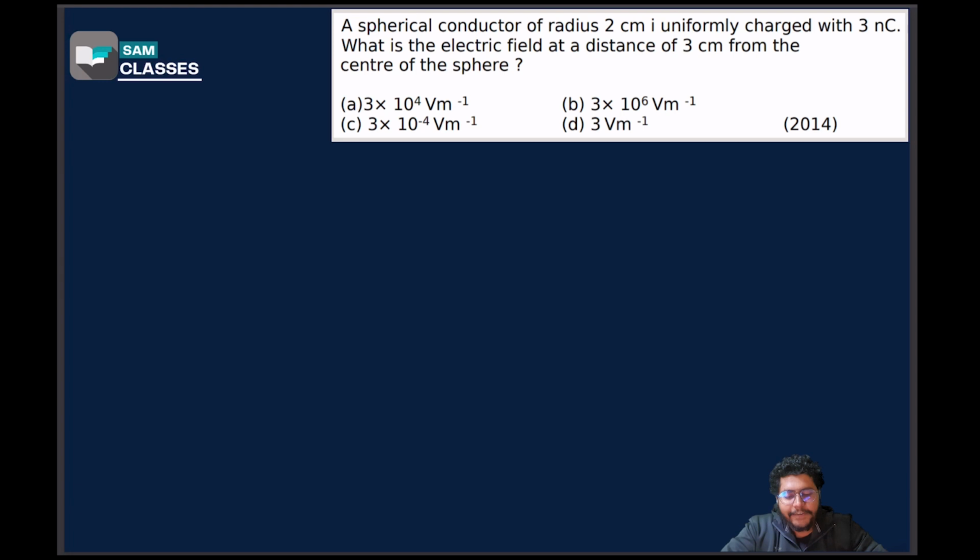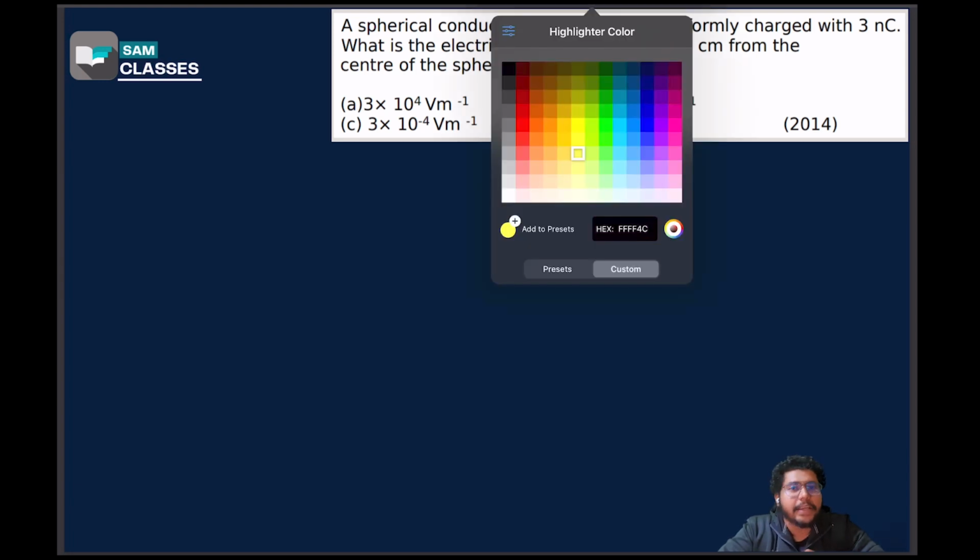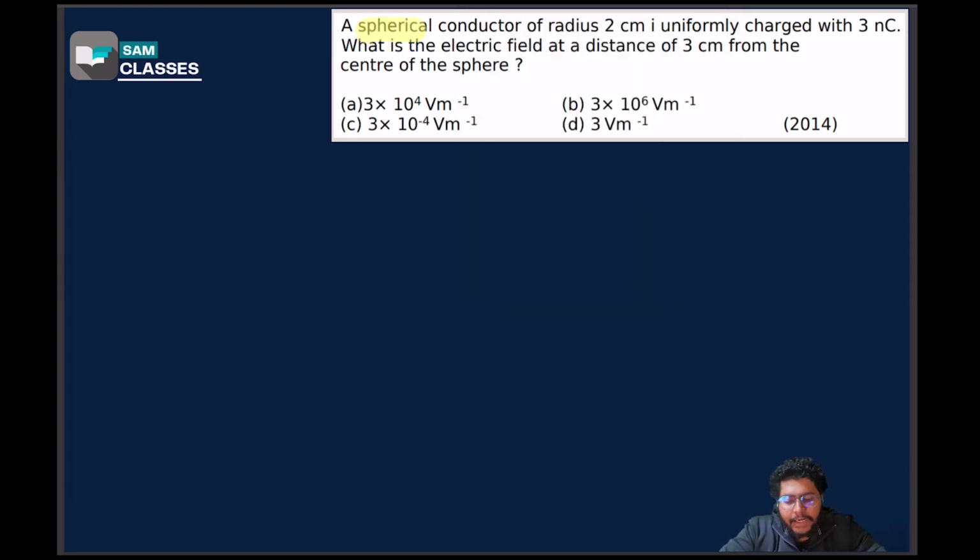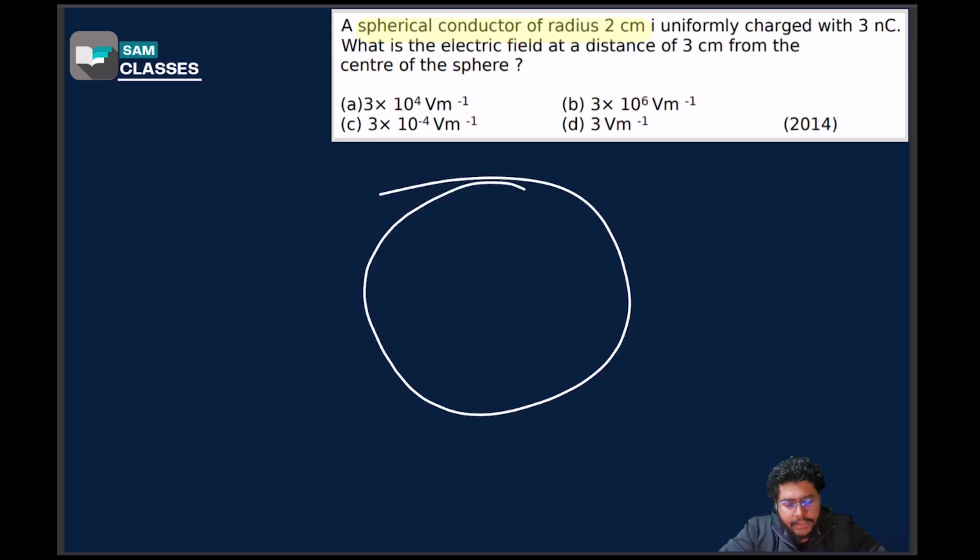So first, what is given in the question? The basic step is to read the question. Spherical conductor of radius 2 centimeter. How much is the radius? 2 cm. Always write down the radius in meter, so centimeter is 10 power minus 2 meter, done. Uniformly charged with this much charge. What is the charge given here? 3 nanocoulomb. Nano means what, students? You should know, 10 power minus 9 coulomb.